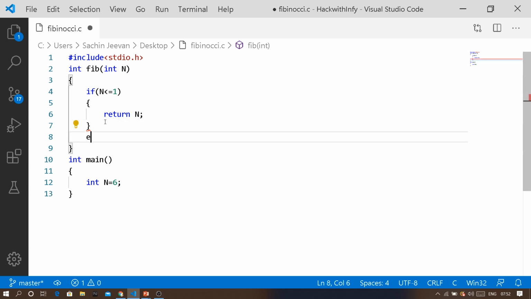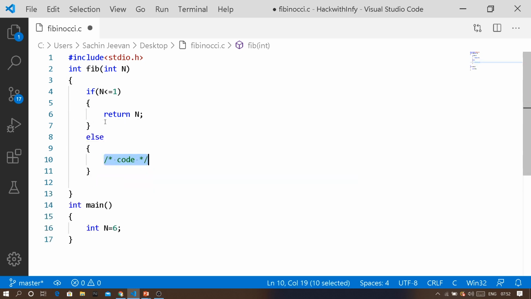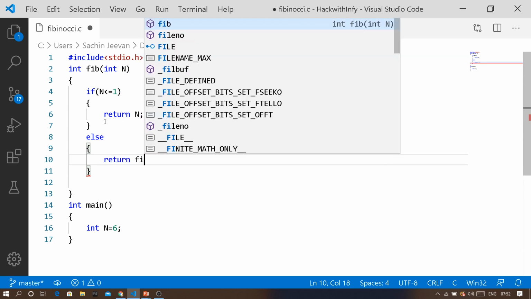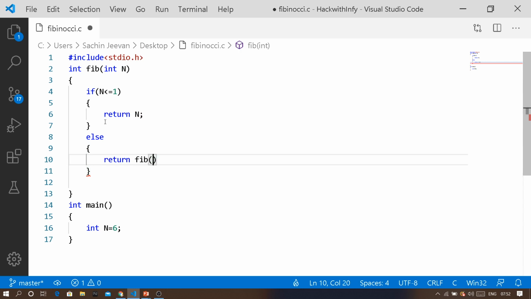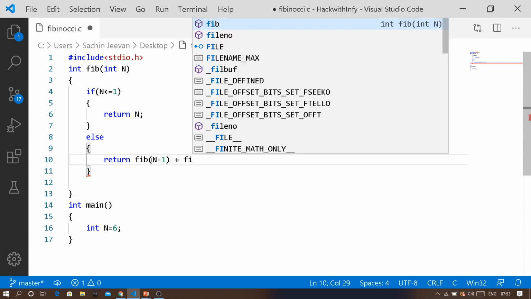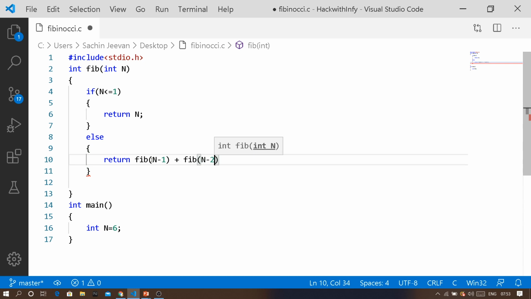Else, if this condition, n is less than or equal to 1, is not true, what do we have to do? We have to carry out the recursive procedure. So return, what is the recursive procedure? Fibonacci of n minus 1. So Fibonacci of n is equal to Fibonacci of n minus 1 plus Fibonacci of n minus 2. So this is a recursive formula. That's it. This is a recursive implementation of finding the nth Fibonacci number.